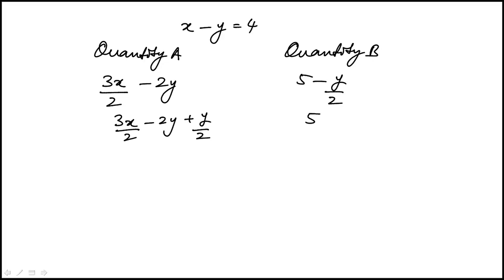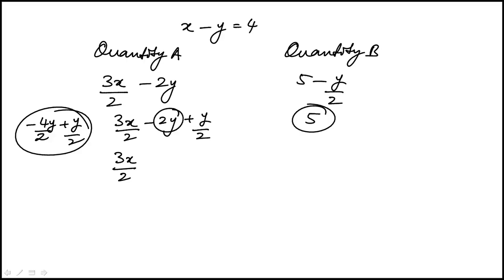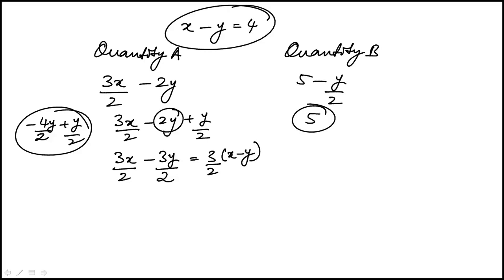So if I take that approach, I have just a number here. I can consolidate the y terms, and this minus 2y really is minus 4 over 2 y plus y over 2. Now I can add the numerators. This becomes minus 3y over 2. And if I factor out 3 over 2, I get x minus y. Now x minus y is given to us as 4. So this becomes 6. So quantity A is 6, whereas B is 5. So here the correct answer is A.